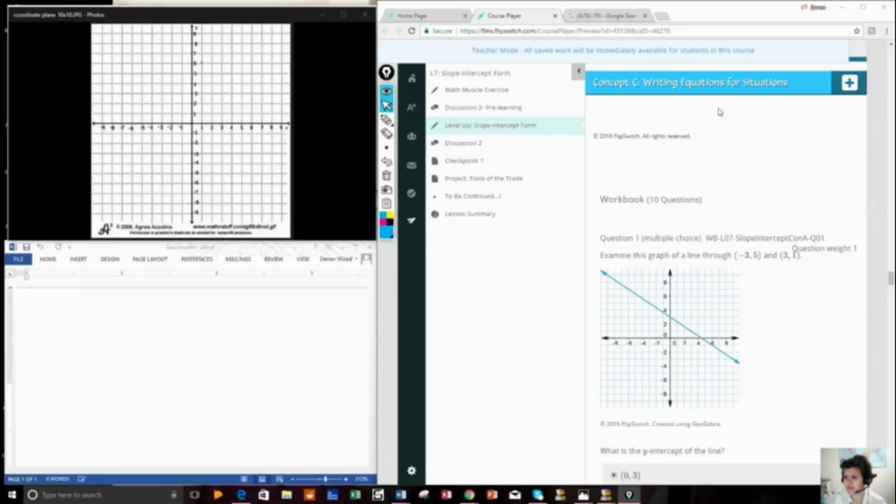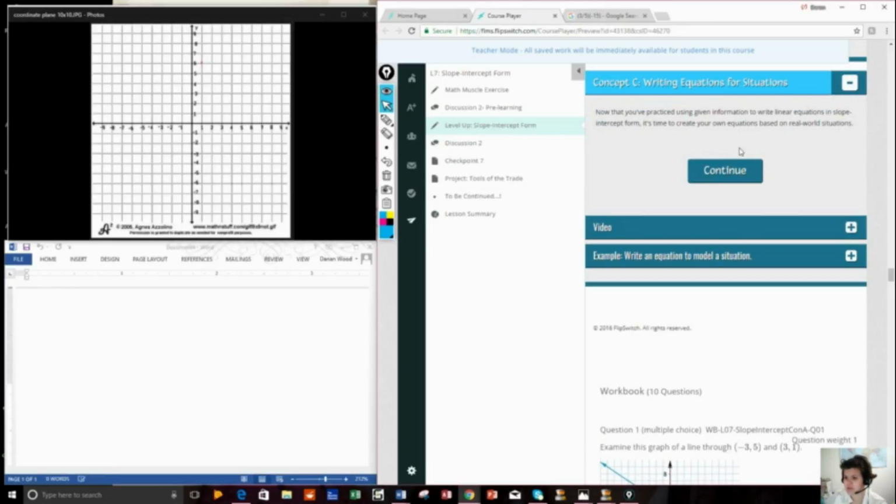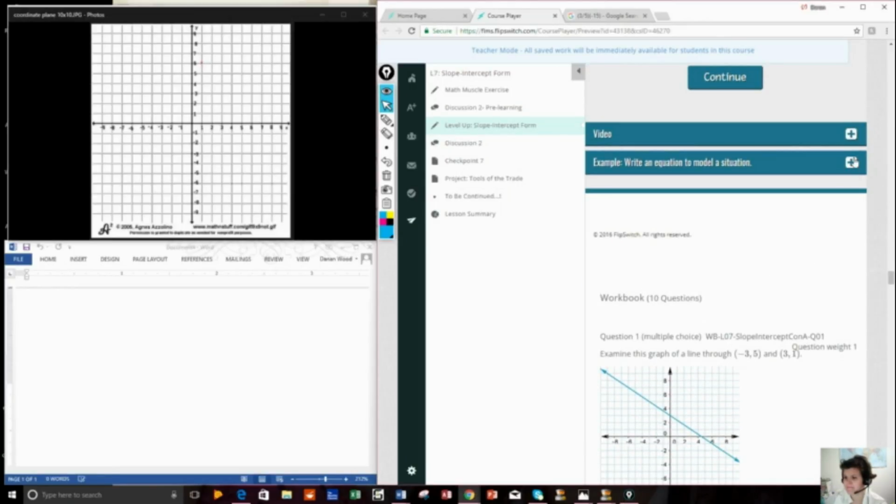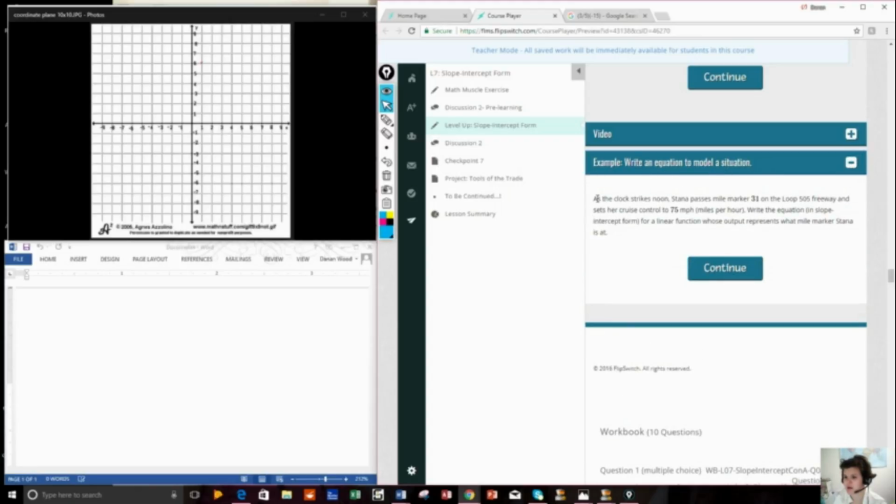Alright, concept C, writing equations for situations. Write an equation to model a situation. As the clock strikes noon, Stana passes mile marker 31 on the loop 505 freeway and sets her cruise control to 75 miles per hour. Write the equation in slope-intercept form for a linear function whose output represents what mile marker Stana is at.